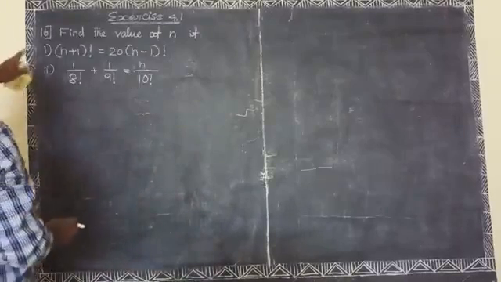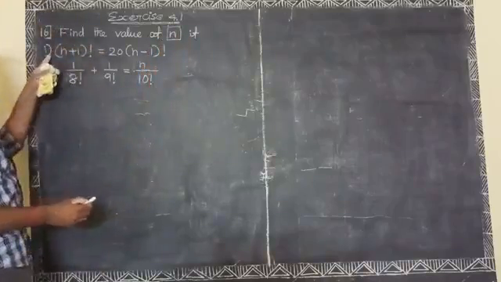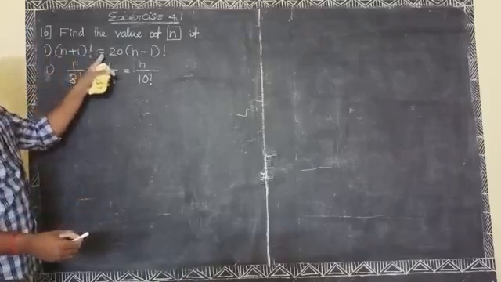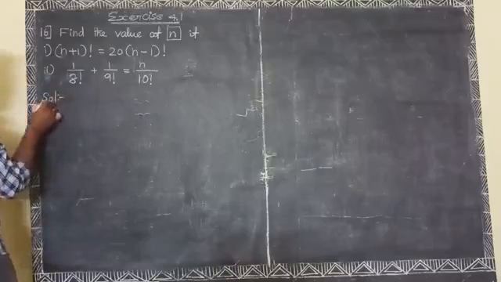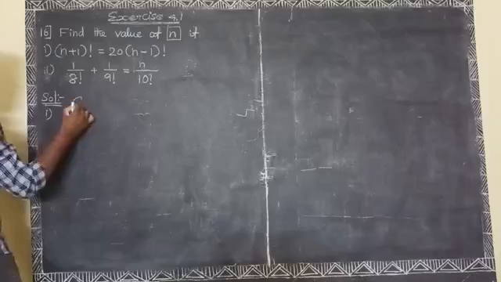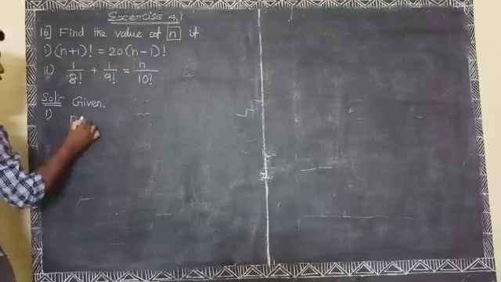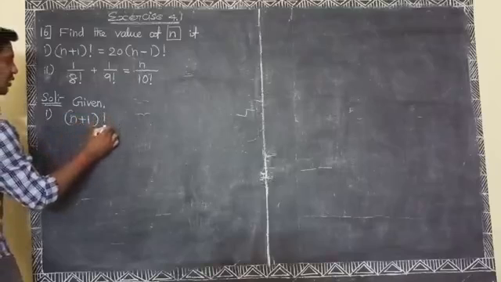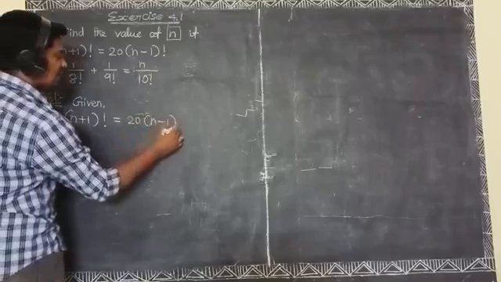Next, question number 16. Find the value of n. The first subdivision: (n+1)! = 20 × (n−1)!. Solution. The first subdivision is given: (n+1)! = 20 × (n−1)!.